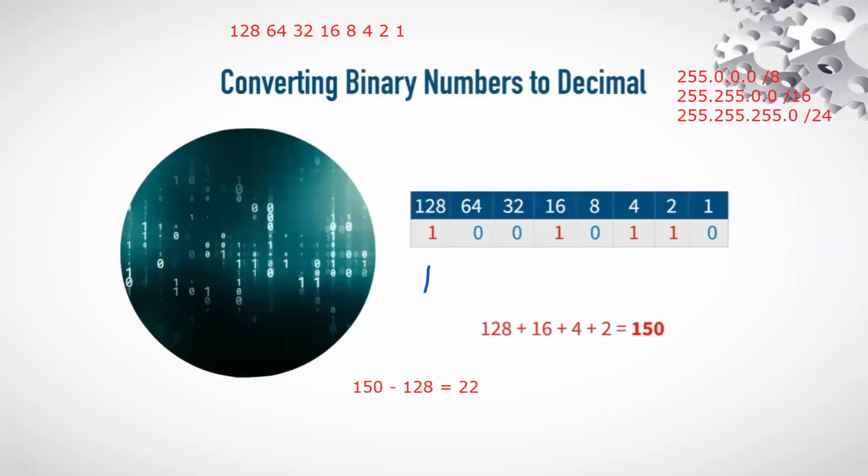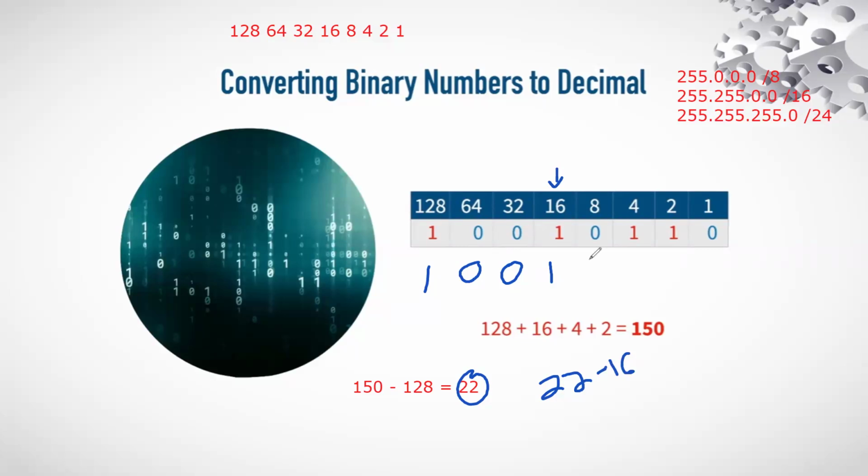What about our next bit? Is 22 greater than or equal to 64? No. We give it a 0. Now we go to the next bit. Is 22 greater than or equal to 32? No. We just give it 0. Now our next question: is 22 greater than or equal to 16? Yes. We give it a 1. Now 22 minus 16 is 6.